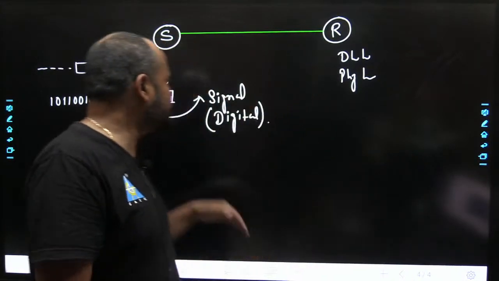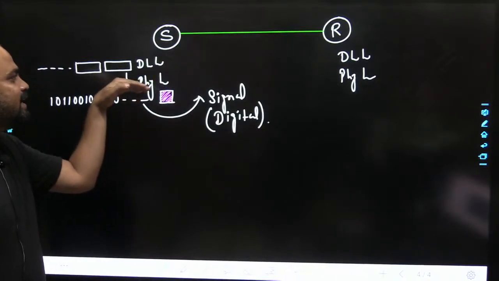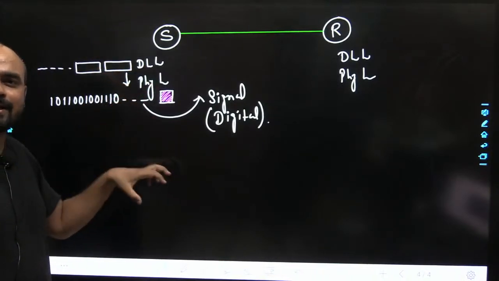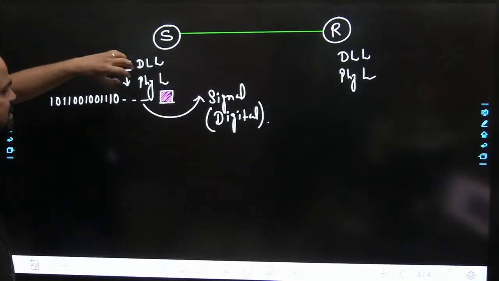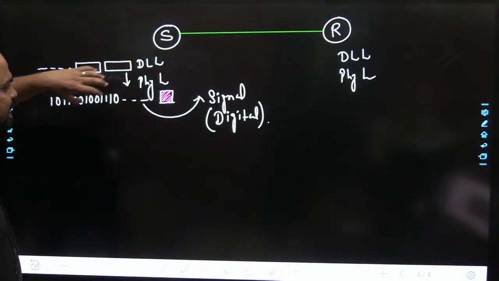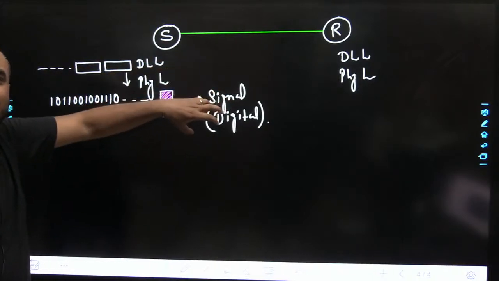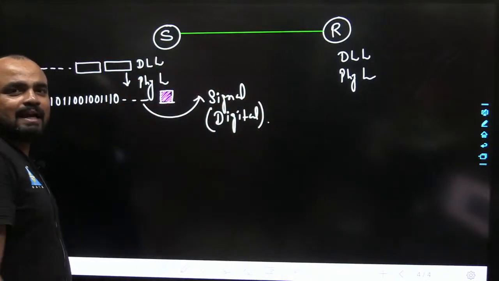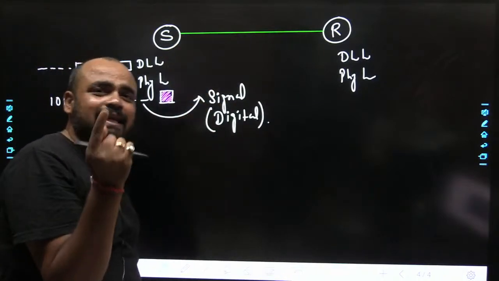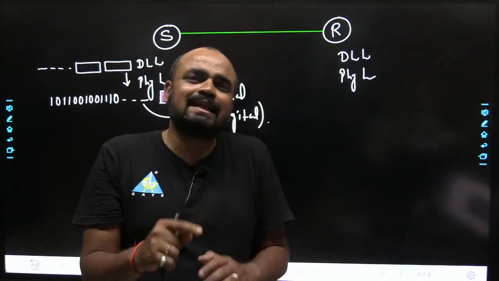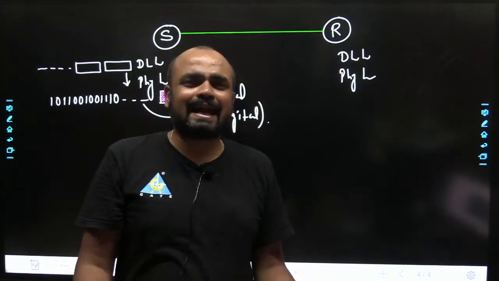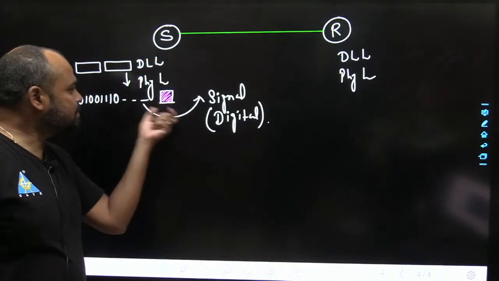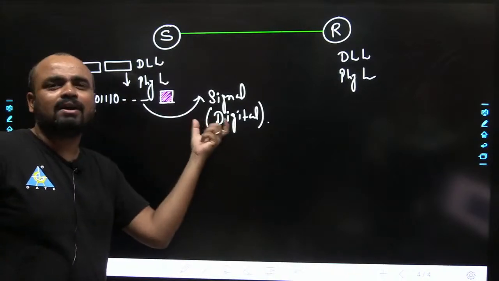Clear everyone? Because below the physical layer there is no other layer. This is the last layer involved in a layer architecture. So once the sequence of bits reaches the physical layer, the physical layer will simply convert it into the signal. Why? Because after this layer there is a wired channel connected between sender and receiver, and through the wire only the signal can travel. So you can create any kind of signal, either an analog signal or a digital signal. So we have just considered, suppose it has been converted into a digital signal.